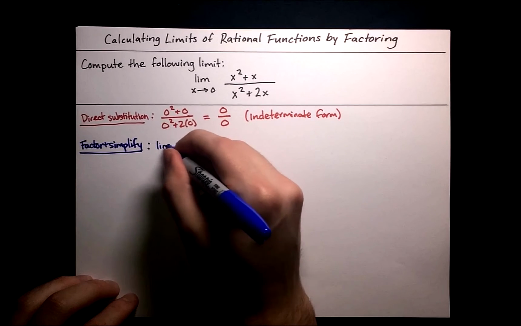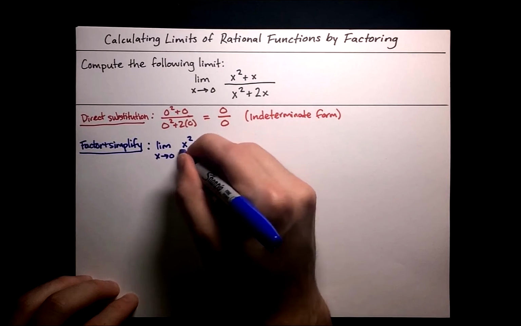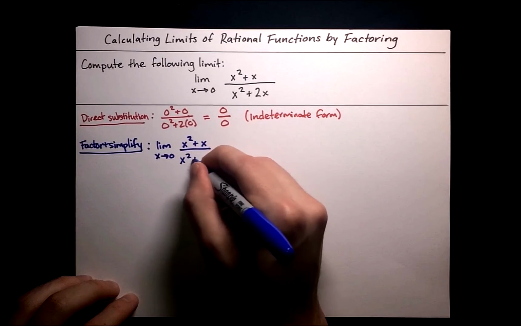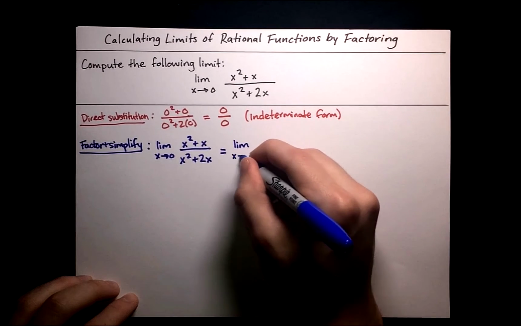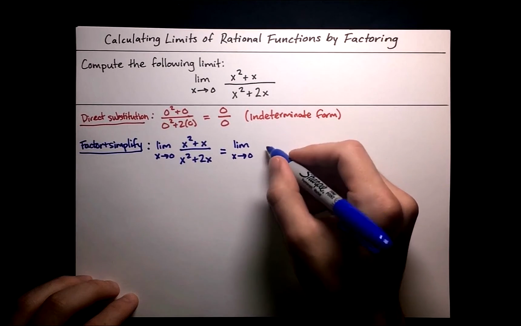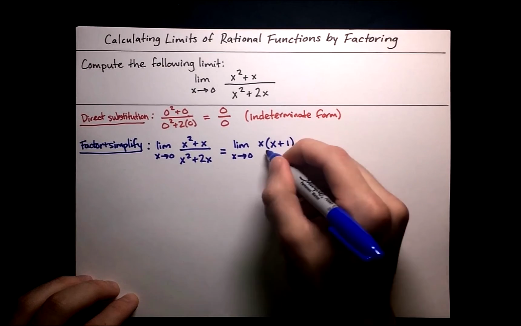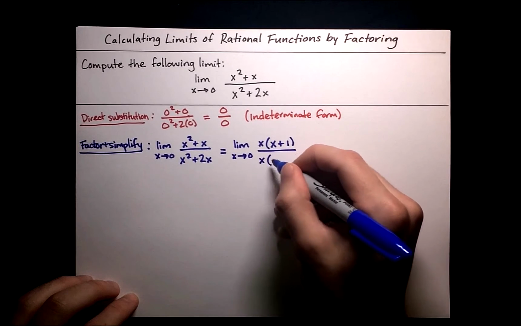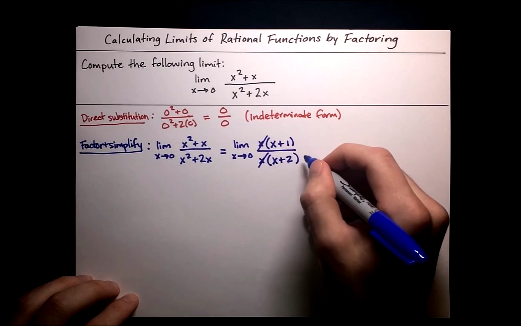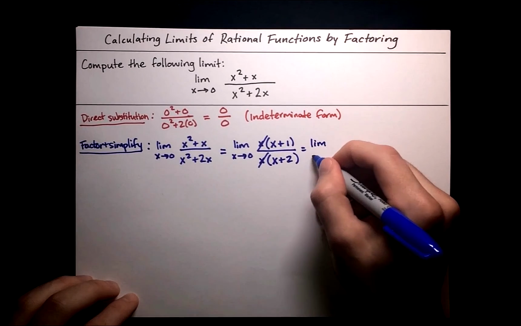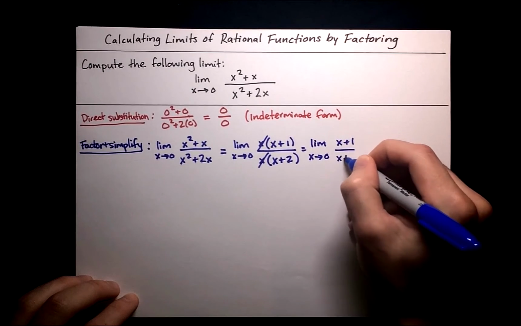So we have the limit as x approaches 0 of the numerator x squared plus x over the denominator x squared plus 2x. And we see that we can factor out an x from both the numerator and the denominator. So the numerator will become x times the quantity x plus 1, and the denominator will become x times the quantity x plus 2. So we can go ahead and cancel out these x's. So this is just the limit as x approaches 0 of (x plus 1) over (x plus 2).